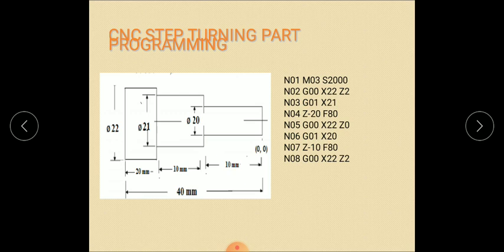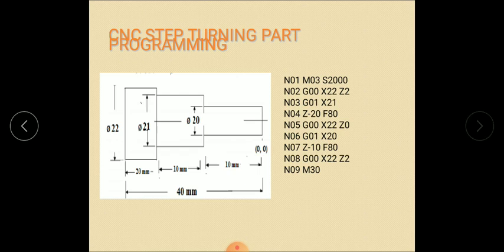Now this needs to be brought backside. So here G00 rapid movement, then x22, then z2. Now after this the tool comes directly and settles. Then next N09 M20. M20 means the end of the program. So this is one of the simple programs for the CNC step turning operations which need to be performed.